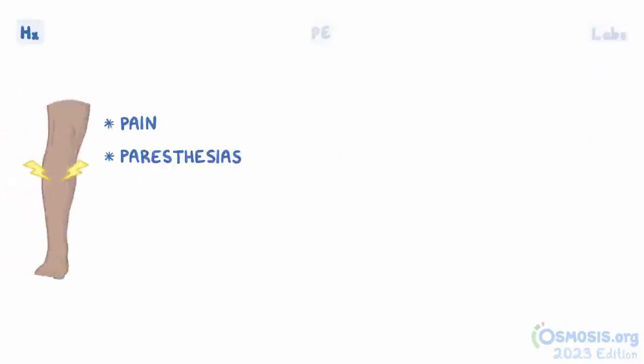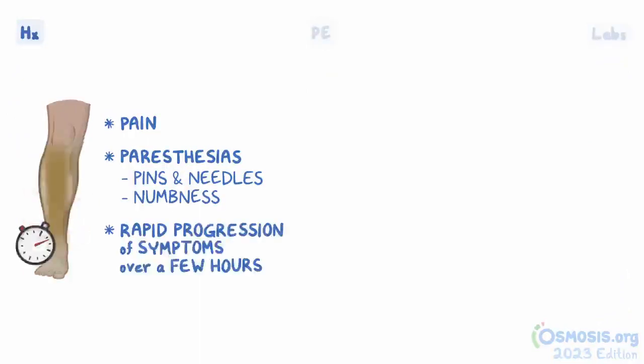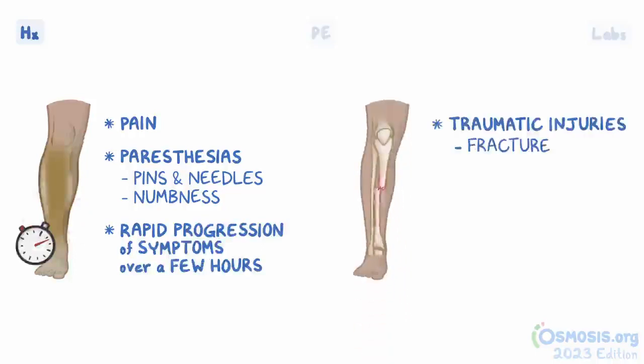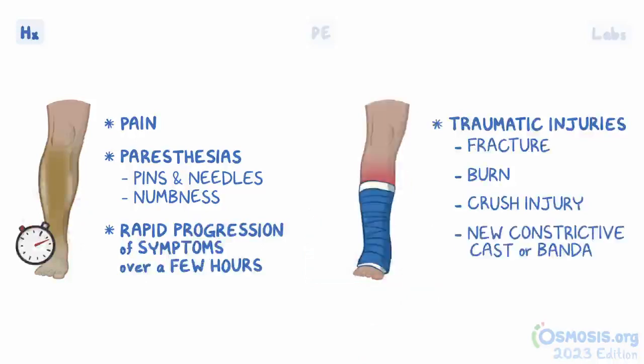Now, history and labs are usually similar in all patients with compartment syndrome. The history might reveal pain, paresthesias, such as pins and needles sensations or numbness, and rapid progression of symptoms over a few hours. As before, patients might report traumatic injuries, such as fractures, burns, crush injuries, or even a new constrictive cast or bandage.